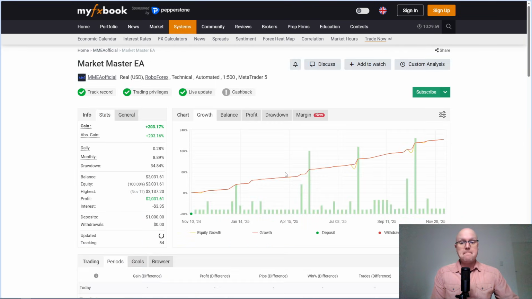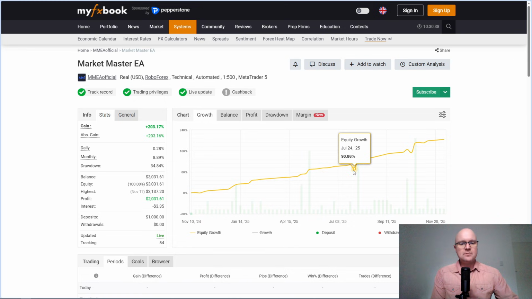If we head back to the main account, which is the Market Master EA account, it's currently up a total time-weighted return of 203.17%, with a monthly return of 8.89% and a maximum drawdown of only 34.84%. So if we look at the ratio of maximum drawdown to gain, you'll see that this is a very healthy ratio, which is something I look out for when trading EAs. It also has generated a profit of over $2,000 since its launch date in November of 2024.